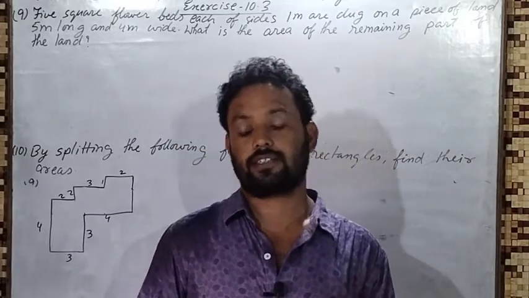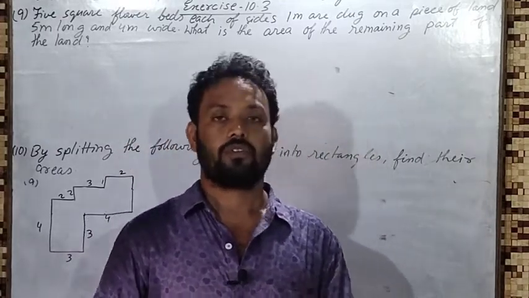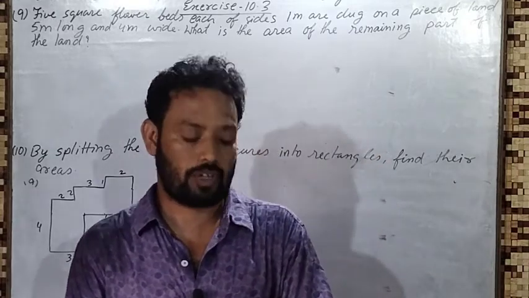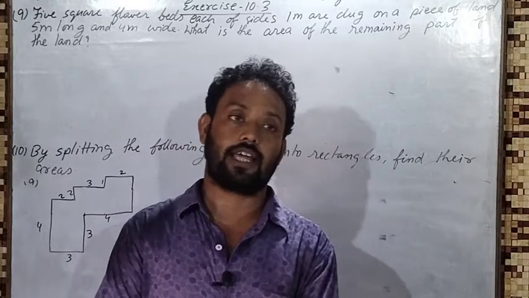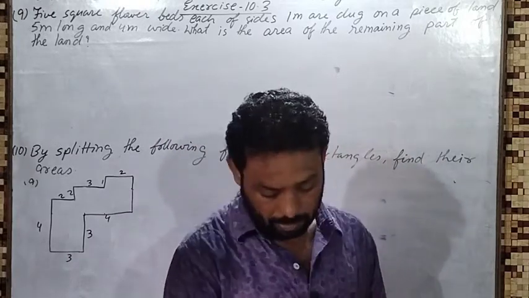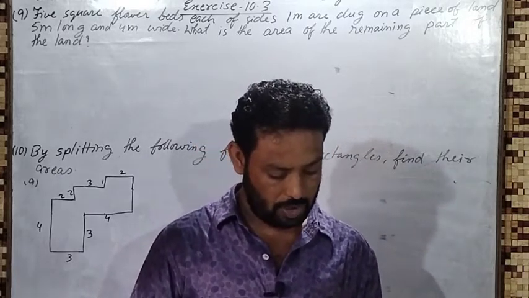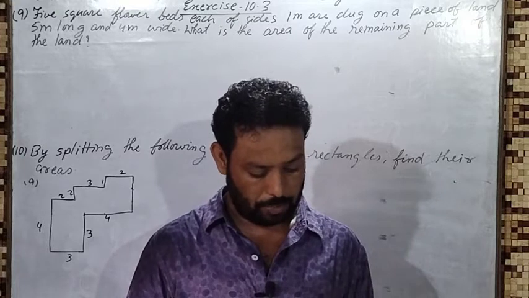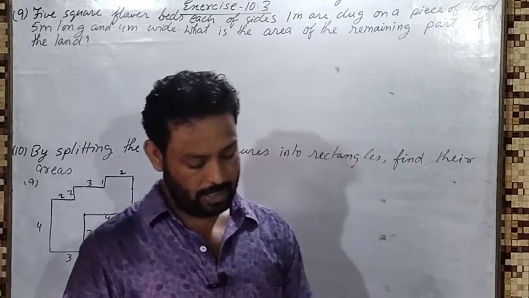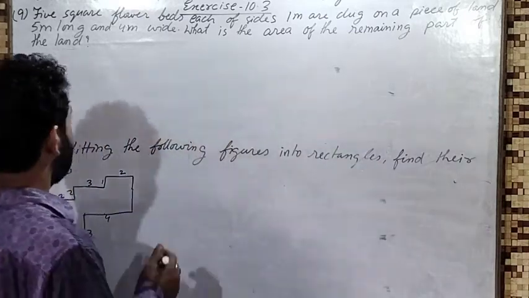Welcome dear students. Today I am going to teach you class 6 NCERT book lesson 10 mensuration exercise 10.3 question number 9. Question number 9 says 5 square flower beds each of side 1 meter are dug on a piece of land 5 meter long and 4 meter wide. What is the area of remaining part of the land?